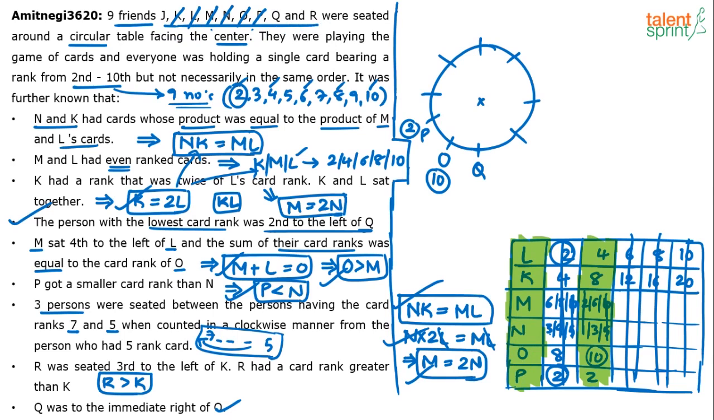Any other data? See, R should be greater than K. I think we did not use this. R greater than K. K is equal to 8. When K is equal to 8 and R is greater than K, R can be 9 or 10. Yes or no? R will be 9 or 10.